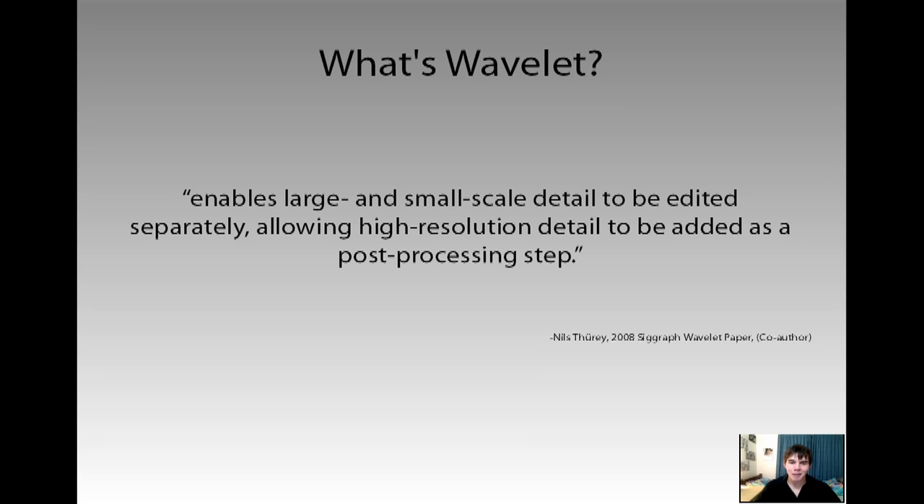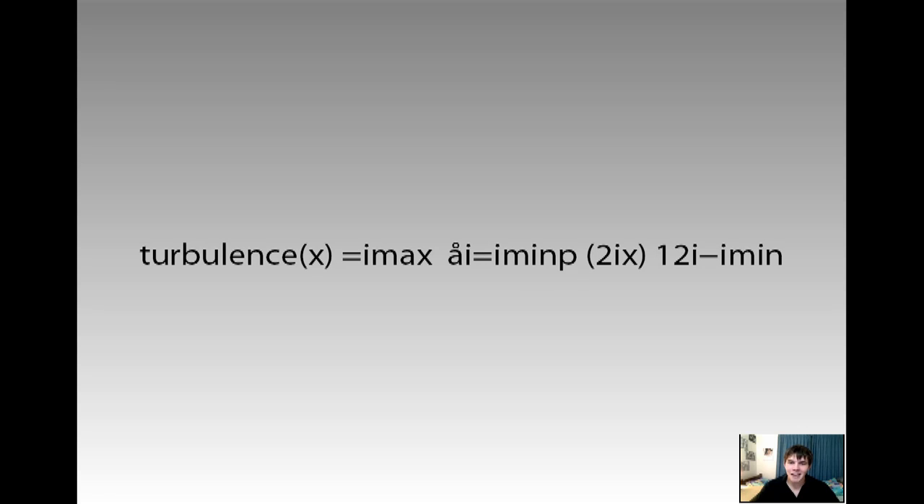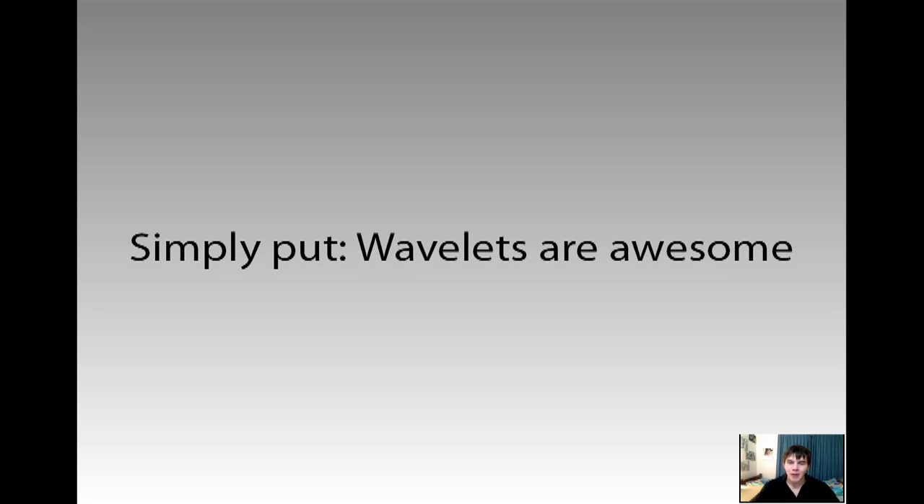A wavelet enables large and small scale detail to be edited separately, allowing high resolution detail to be added as a post-processing step. So basically, if you imagine the smoke as, I suppose, a mesh, and you enable a displacement modifier, that's essentially what enabling high resolution is. It's adding detail to the outside of the smoke. It's giving it that defined, detailed look. Now we could get into the calculations, the algorithms that go into creating wavelets, but simply put, wavelets are awesome. So make sure you use them.